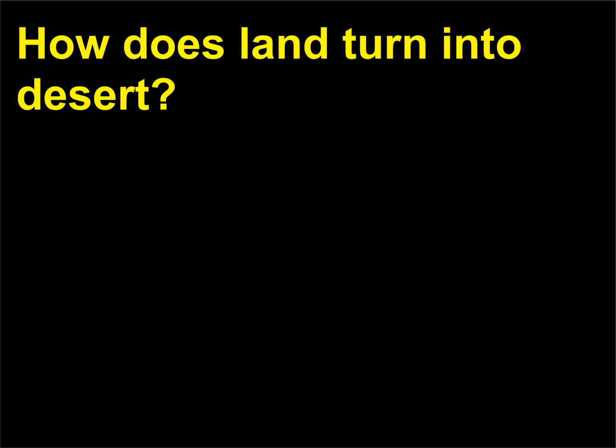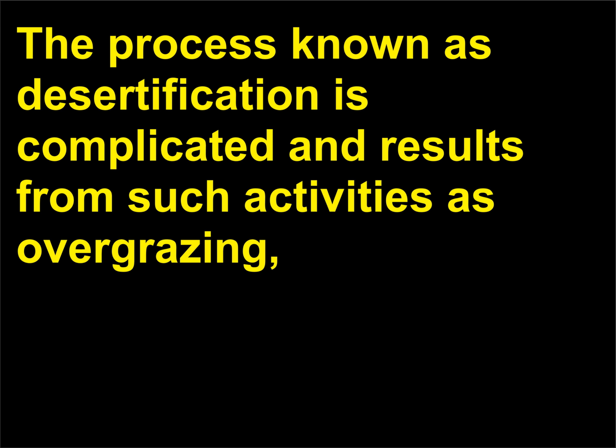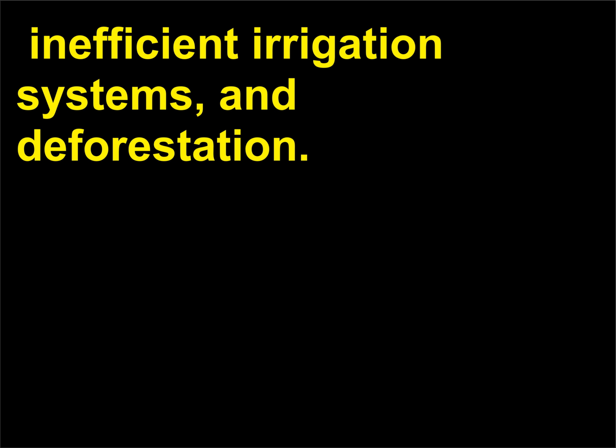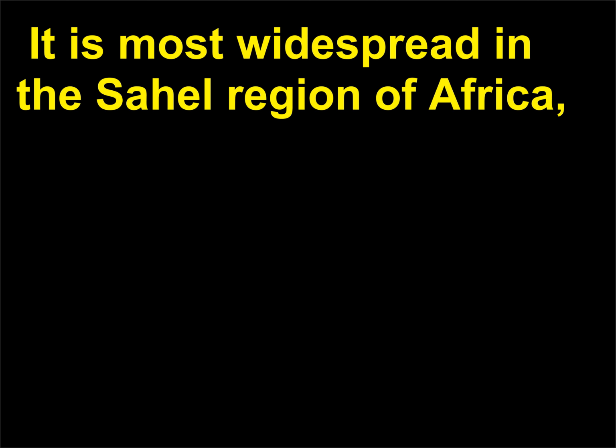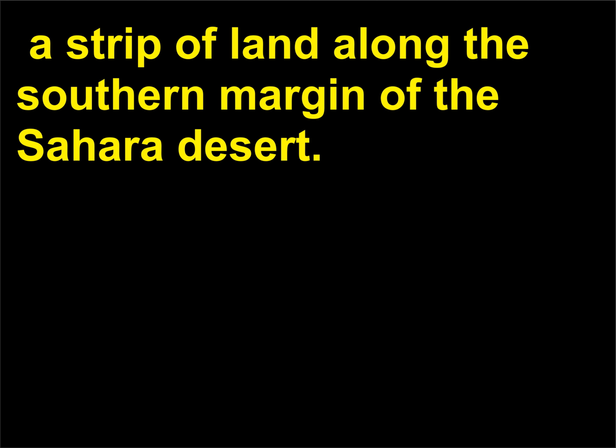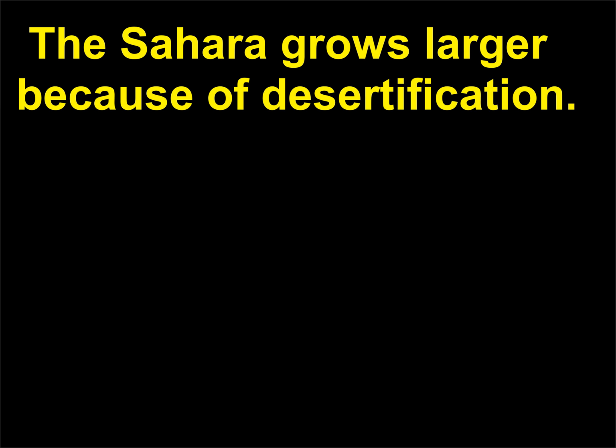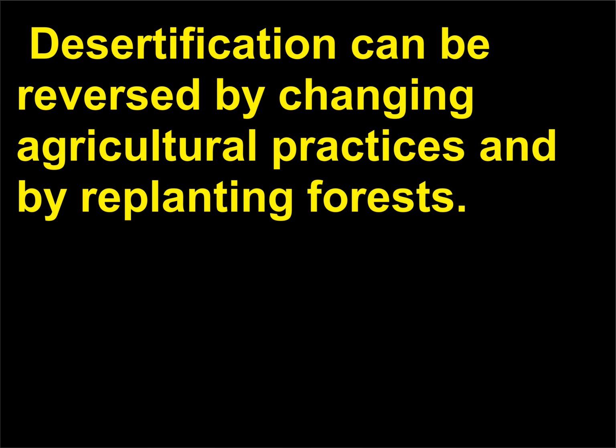How does land turn into desert? The process known as desertification is complicated and results from such activities as overgrazing, inefficient irrigation systems, and deforestation. It is most widespread in the Sahel region of Africa, a strip of land along the southern margin of the Sahara Desert. The Sahara grows larger because of desertification. Desertification can be reversed by changing agricultural practices and by replanting forests.